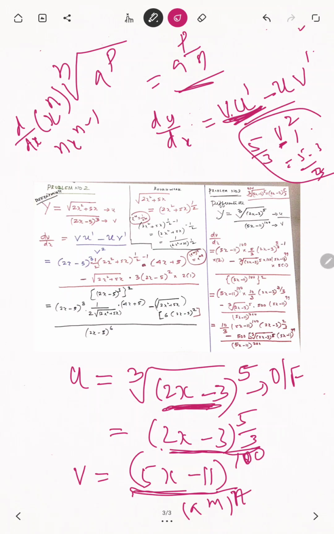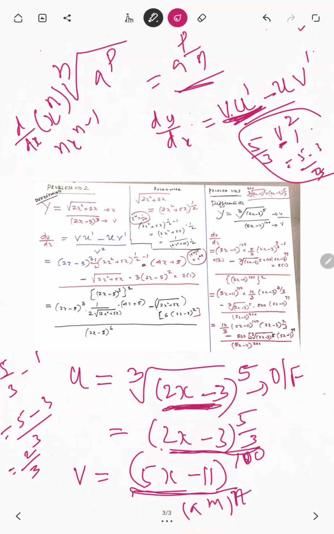What happened? 5x minus 11 power 100 is already written. This 5 by 3 and 2 are multiplied. It is 10 by 3. Then 2x minus 3 power 5 by 3 minus 1. 5 by 3 minus 1, I told you. Once more I am putting 5 by 3 minus 1. This is nothing but 5 minus 3 by 3, which is equal to 2 by 3. That's tensionless work. 2 by 3 only. Now here successfully our v u dash is completed. No trouble in this. v u dash is copied successfully. The v u dash work is completely over.